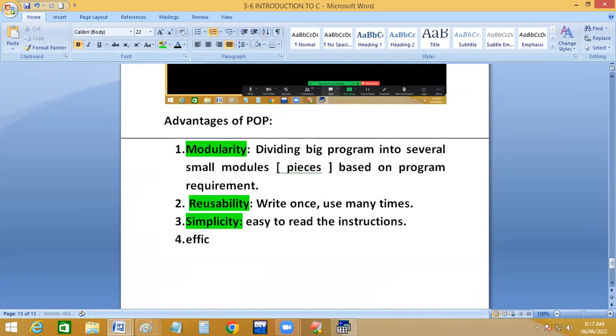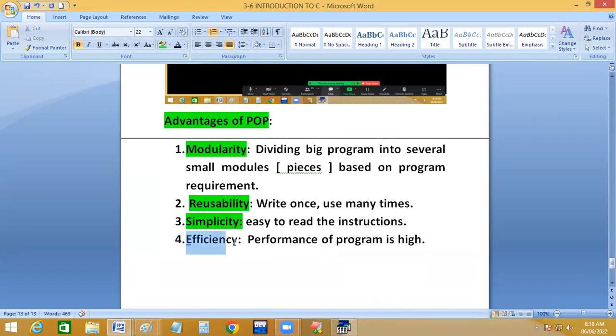Next, the fourth one is efficiency. I said already that when a program is big, it takes more memory or less memory? More, so performance drops. But when the program is small, does it take more memory or less? Less, which means performance is high, or not? That's why the performance of the program is high. Yes. These are the advantages of POP technology.